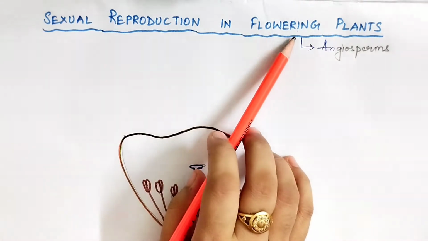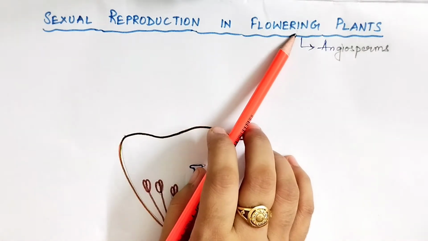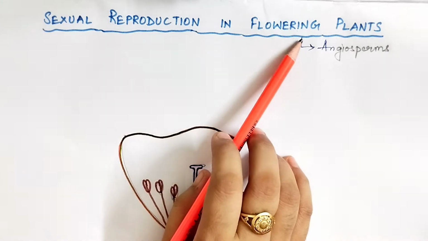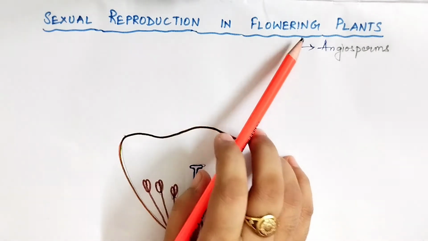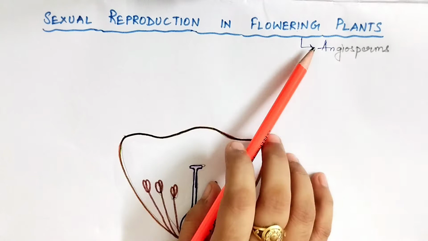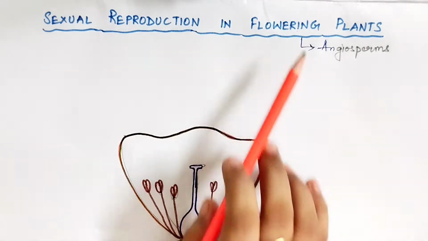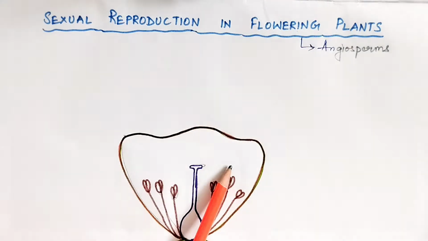A flower is a modified stem, or we can say a modified shoot, which functions as a reproductive organ and produces the egg or pollen. So how is this happening? To understand that, we need to study the structure of a flower, or the parts of a flower.